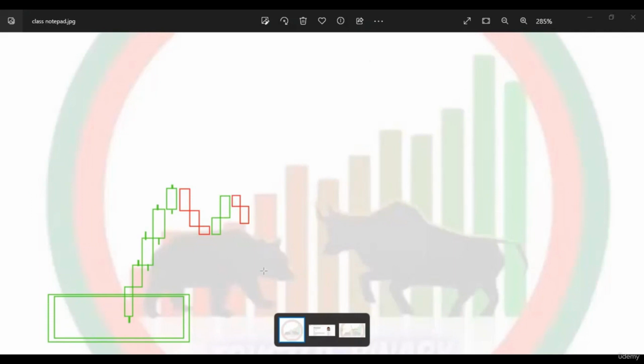So now we become confused what may happen. This is a support. This is looking like a double top pattern. Market fall down like this, or market goes up. So in this type of situation, we have to follow two things.